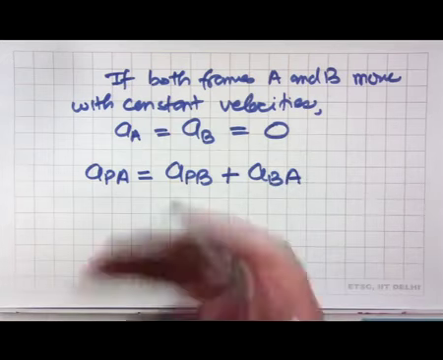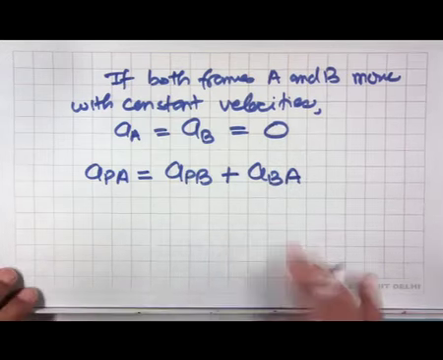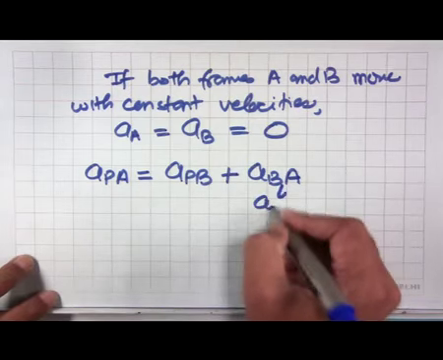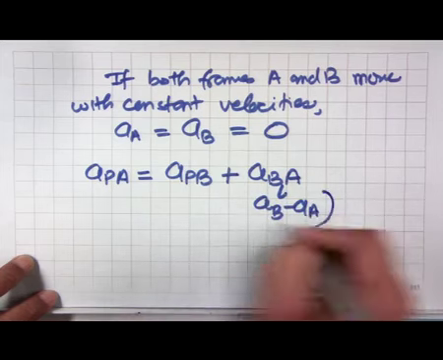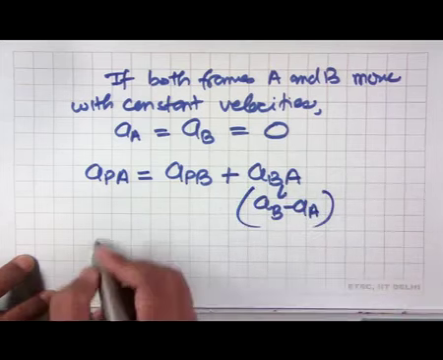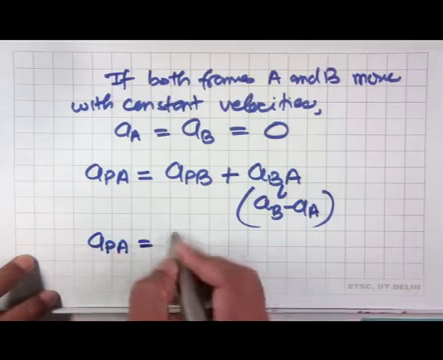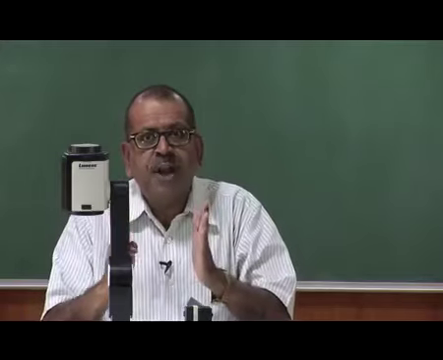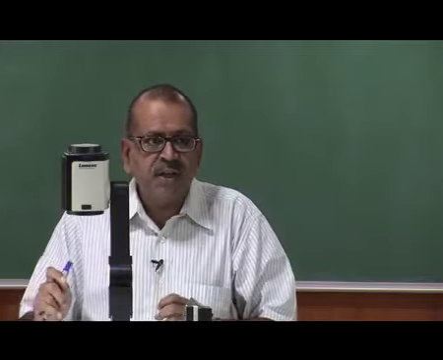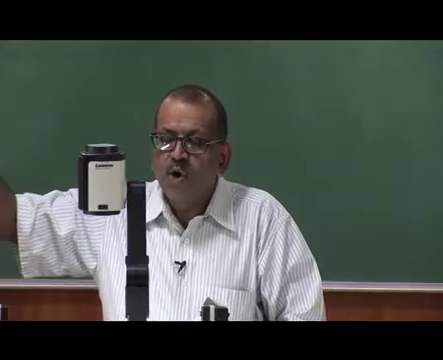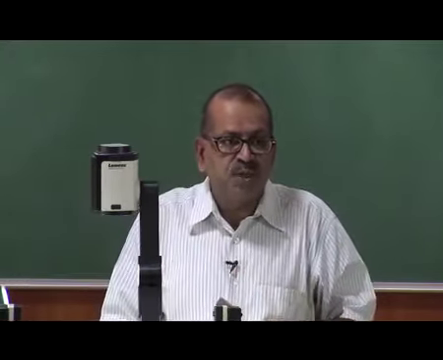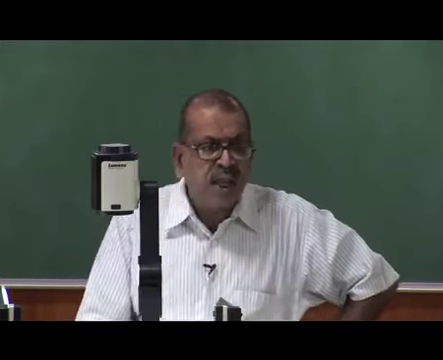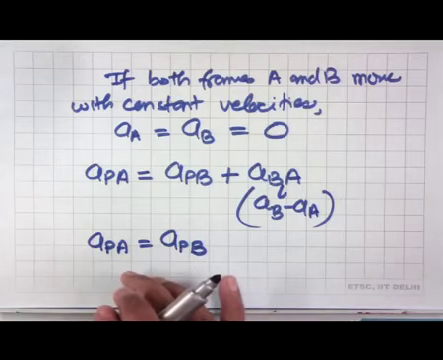This we get by differentiating the velocity expression, and because acceleration of B with respect to A will be equal to, this term will be AB minus AA, and since both of them are 0, what we get is acceleration of P with respect to A is equal to acceleration of P with respect to B. That means if the two frames are moving with constant velocity and you look at the acceleration of a point P which is moving with respect to these frames, then you will measure the same acceleration by both these frames.